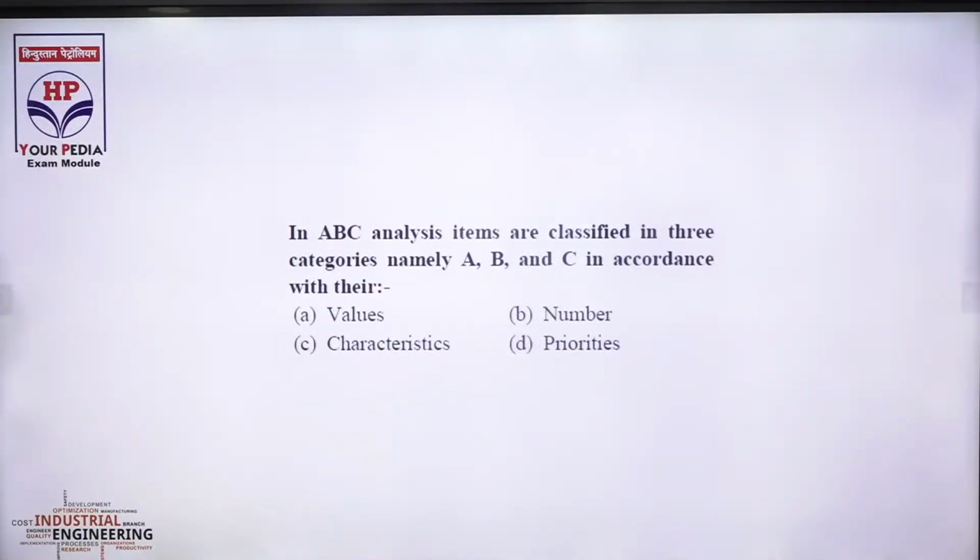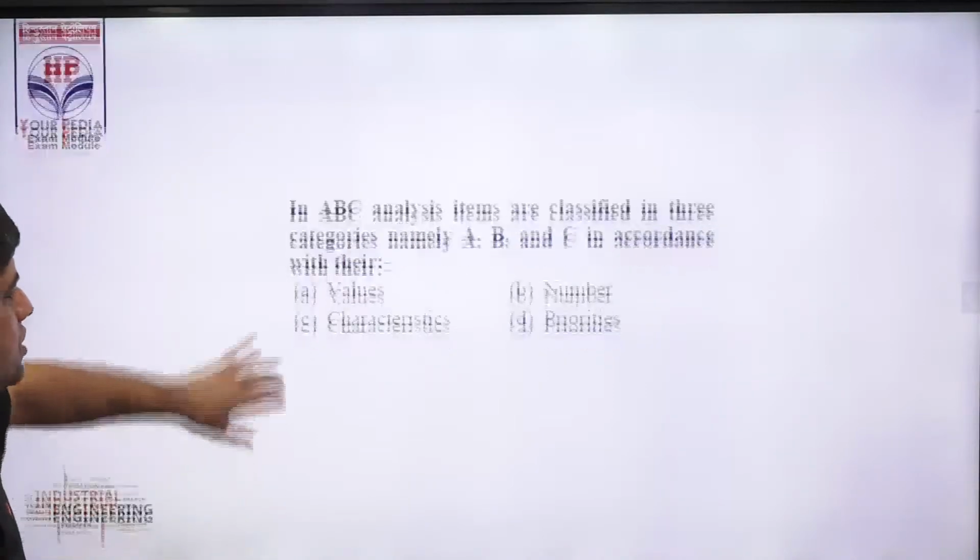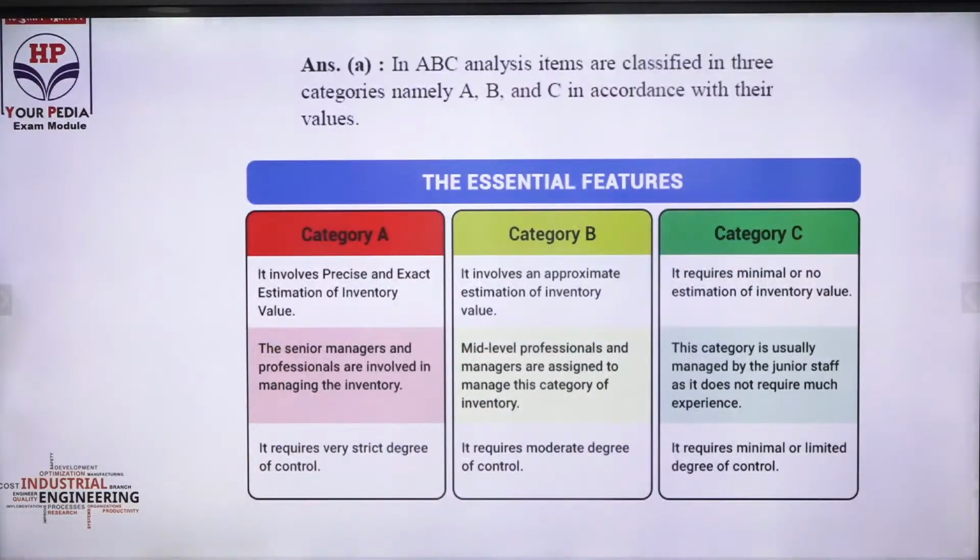In ABC analysis, the items are classified in 3 categories: A, B, C, as per their what? As per their value or characteristic or number or what? How have you categorized A, B, C? What is the criteria of ABC? Okay, so this is as per their value. In ABC analysis, items are classified in three categories: A items, B items, C items, in accordance with their values. So category A, category B, category C.